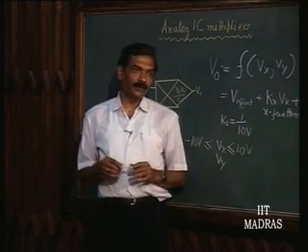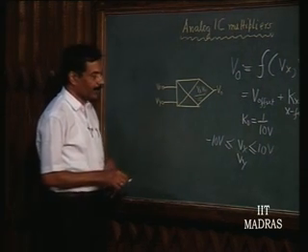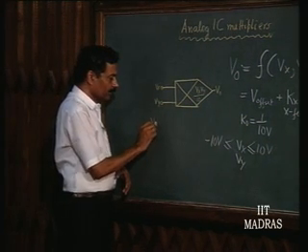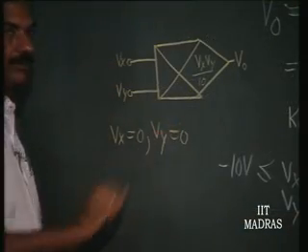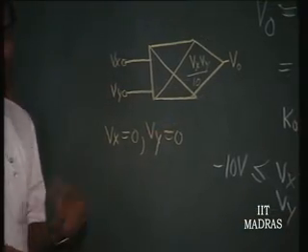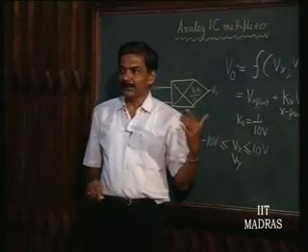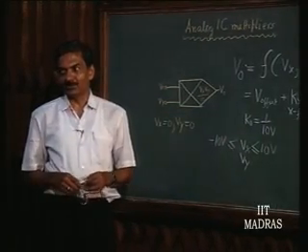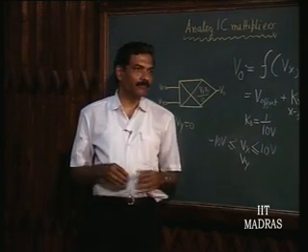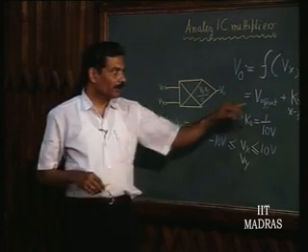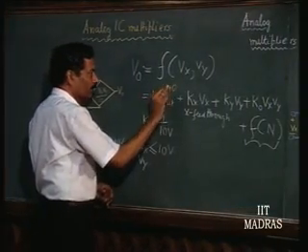Obviously, before you use any multiplier, you must see to it that these non-idealities go towards 0. Now, how do you make the adjustment? The adjustment is done this way: Vx is made equal to 0 volts, Vy is made equal to 0 volts, then the only output that you can have is the offset, and that is adjusted to be equal to 0 by what are called offset adjusting methods. So, V offset is made equal to 0.